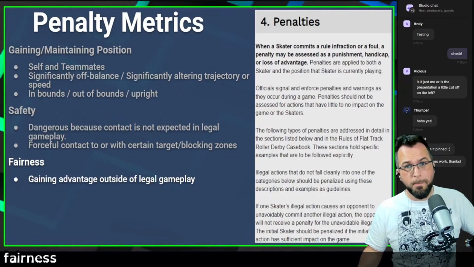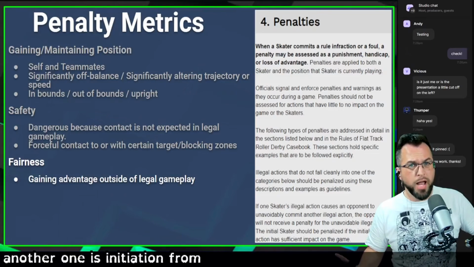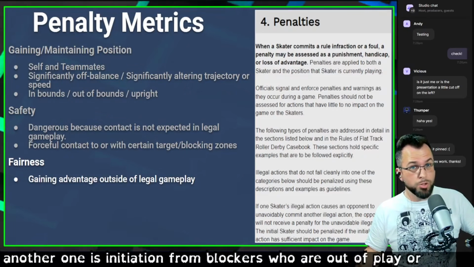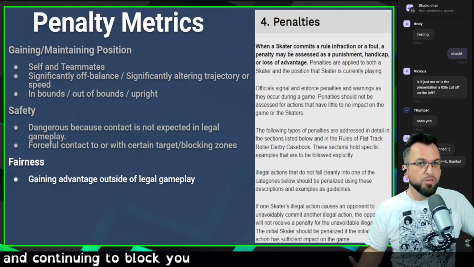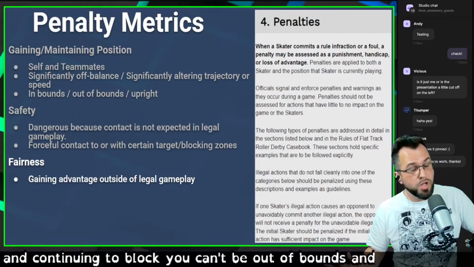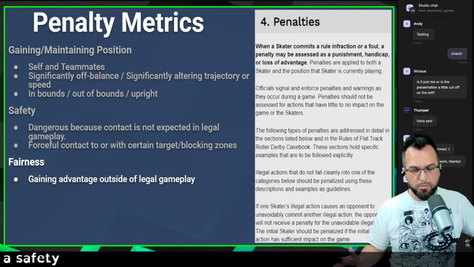the game. Another one is initiation from blockers who are out of play, or they're down, or they're out of bounds. You can't be down on a knee and continuing to block. You can't be out of bounds and continuing to block. Even if you're not causing anybody to lose position, that's still a safety portion of the penalty calls.